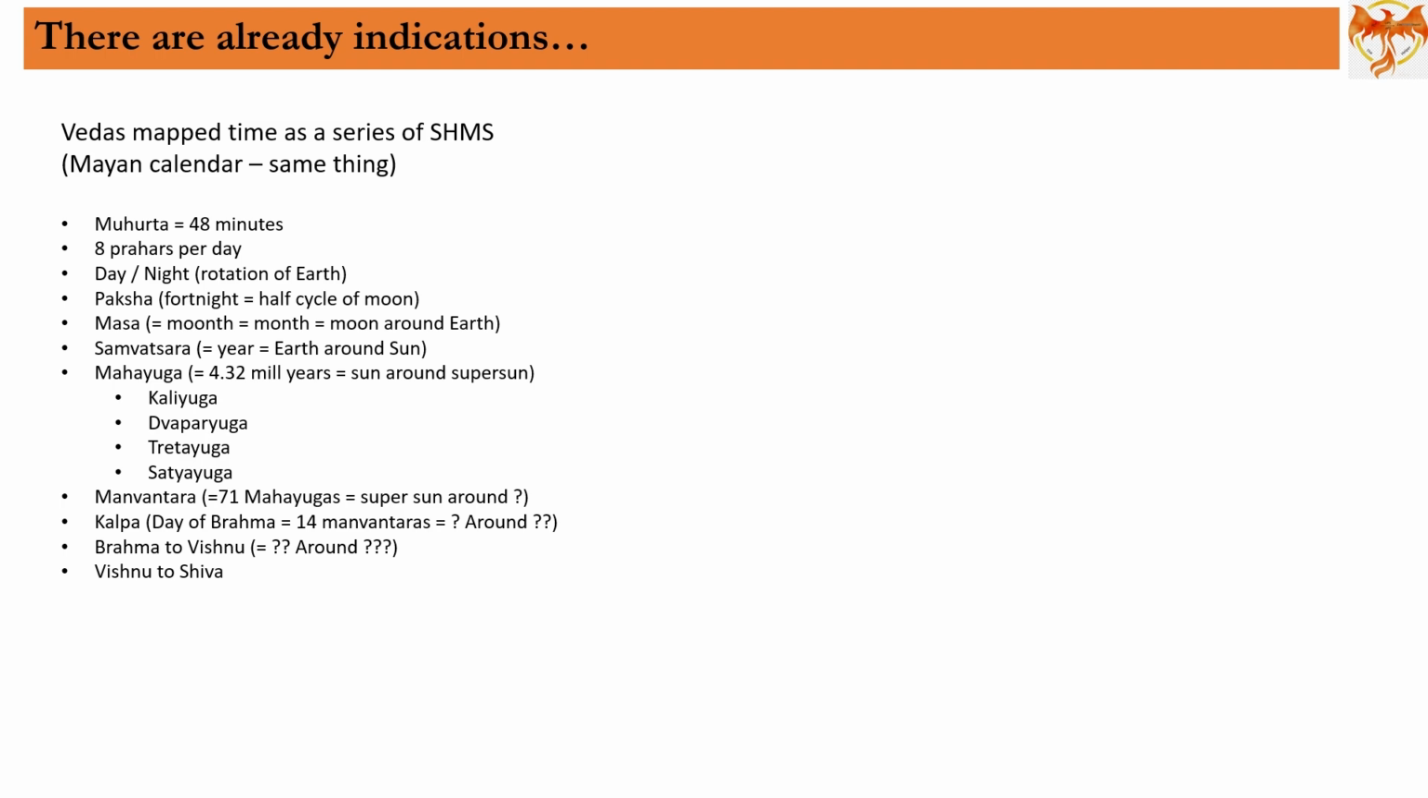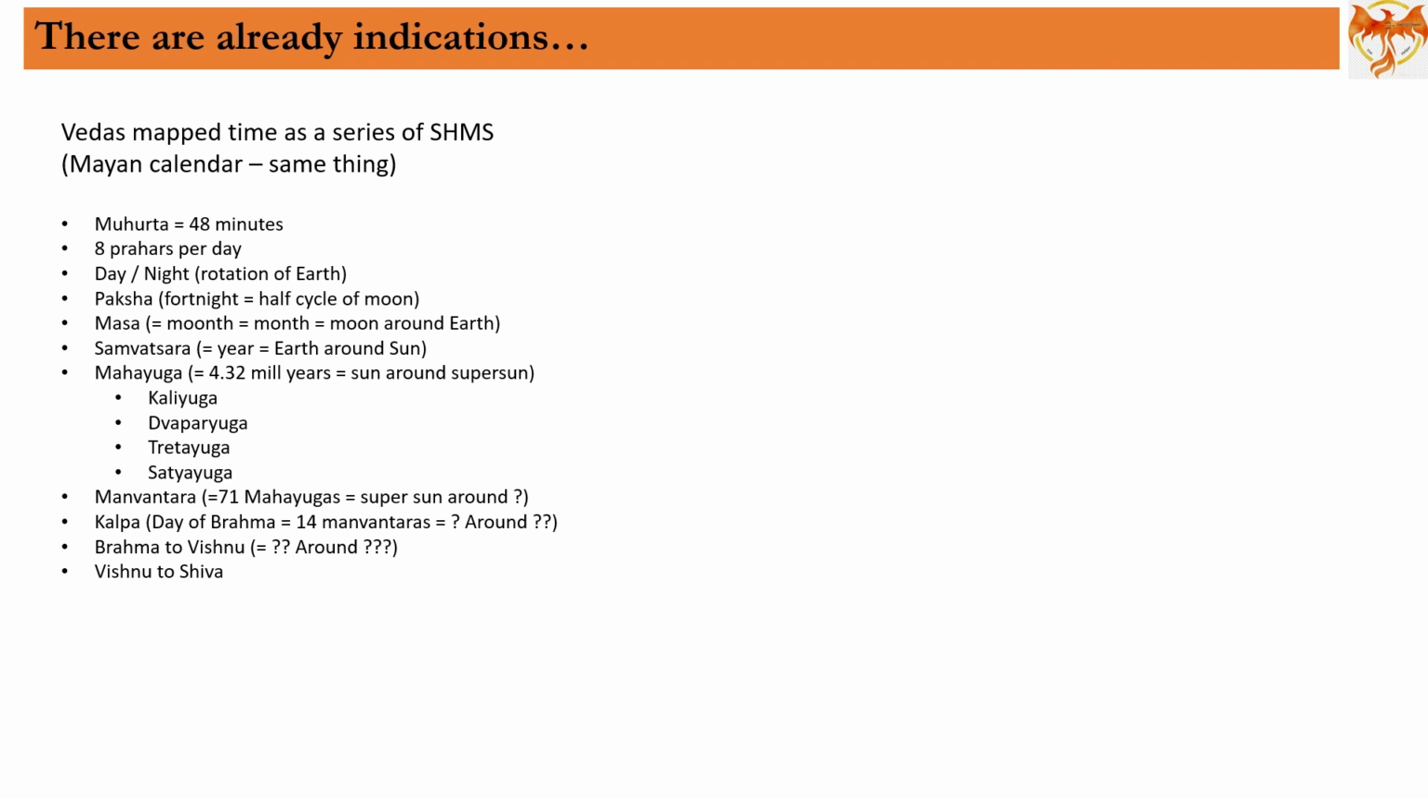So there are already certain indications where this kind of an idea has been present. For example, if you look at the Vedic definition of time, and the Mayan calendar also has something similar, we have a hierarchy of simple harmonic motions. So you've got a muhurta, which is supposed to be about 48 minutes. There are like 8 prayers in a day. A day is the rotation of the earth. Then Paksha is a fortnight, which is a half cycle of the moon, let's say from full moon to no moon or vice versa. Then you've got Masa, which is a month, where a simple harmonic motion of the moon moving around the earth.